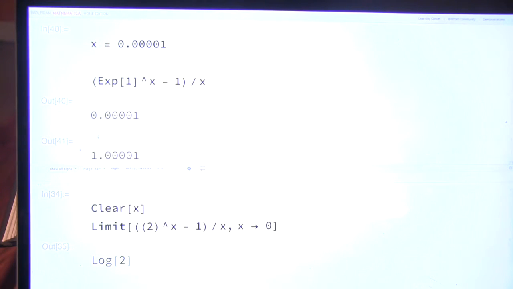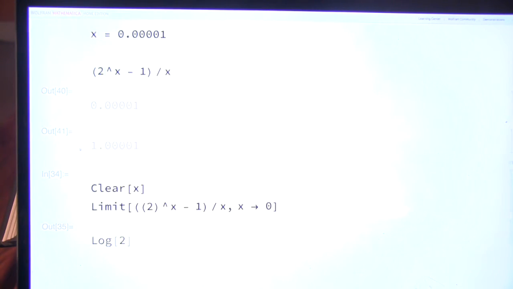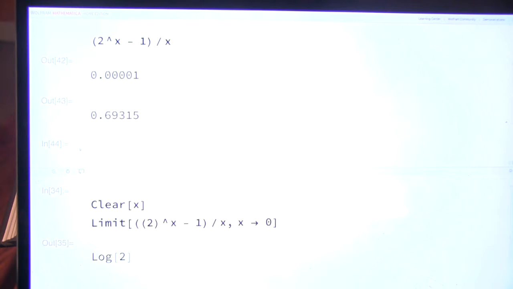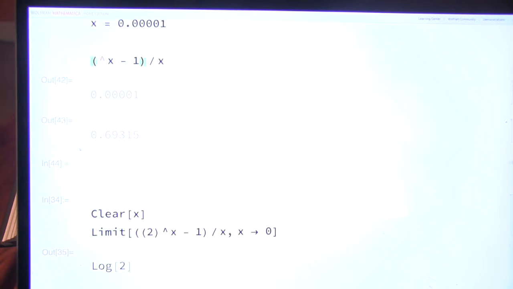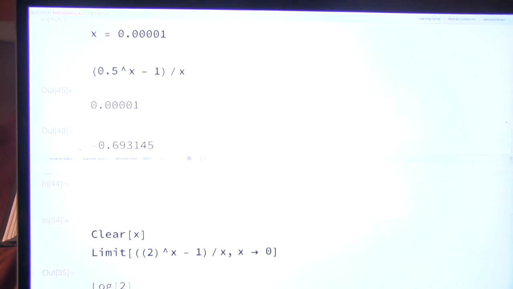Well, that's very close to 1. Check 2 again. Yeah, so I get 0.69315. Now check a half. What did we get for 2? Well, 1/2 is 2 to the minus 1, so maybe by the chain rule, we're getting something. Okay, so (1/2)^x is the same as 2^(-x). So yeah, that's a good guess.